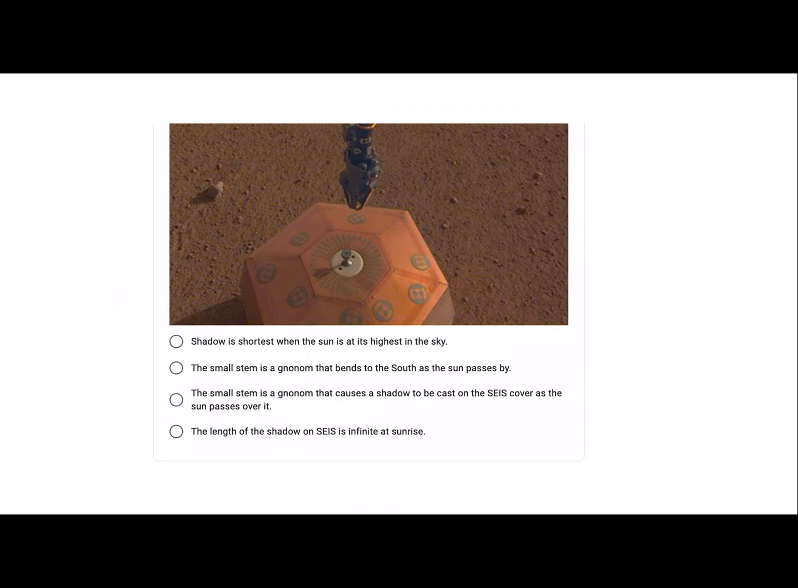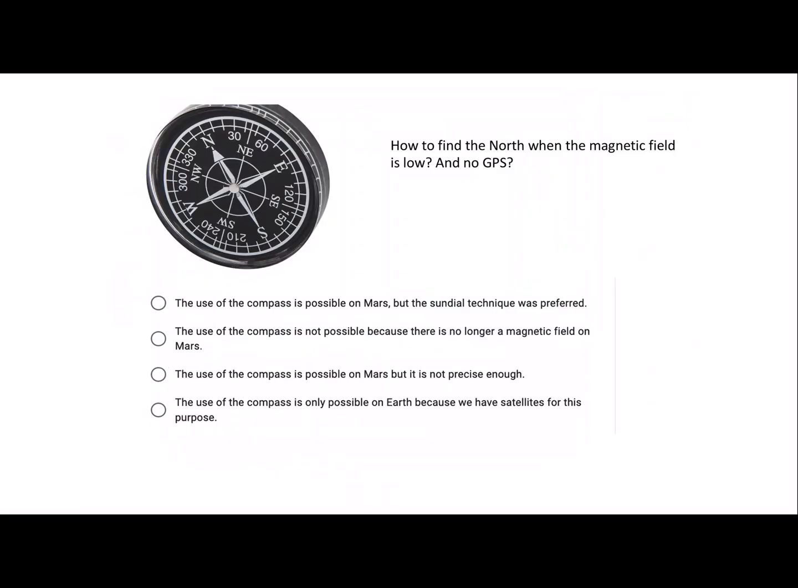That technique consists of monitoring the shadow created by the sun from a small stem, and from that determining where is the north. So the only statement that was wrong here is that the stem is not bending as the sun passes by the lander. And the reason why we use that method is because there is no longer a magnetic field on Mars.